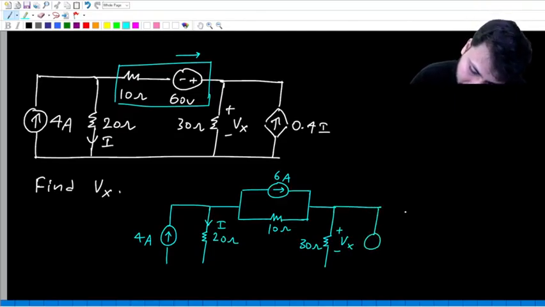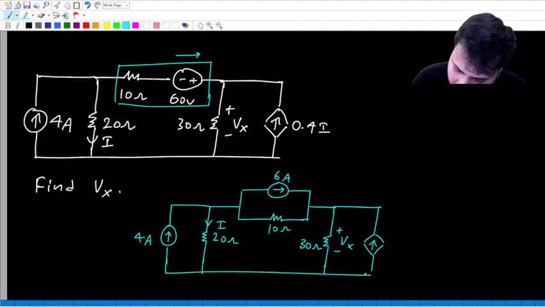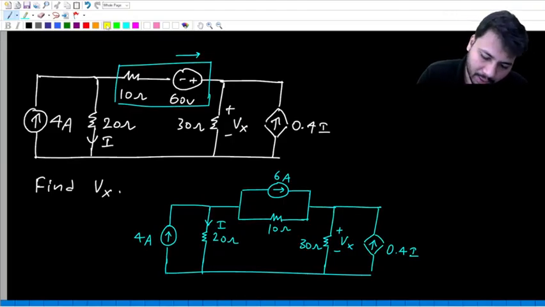And then we have this 0.4 I. So the original circuit can be modified like this. Now we'll try to find Vx. You can find Vx in multiple ways, but let us do nodal analysis.